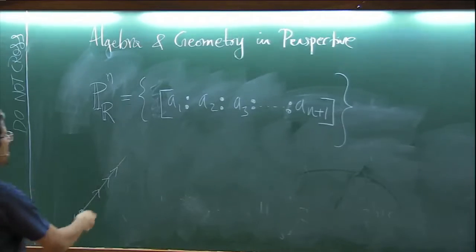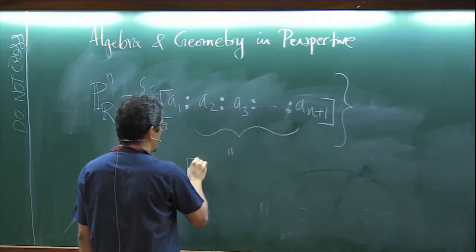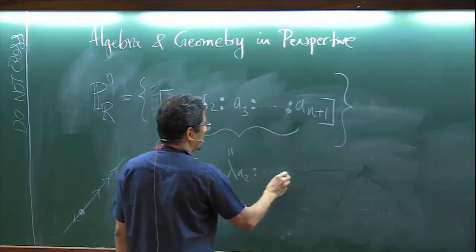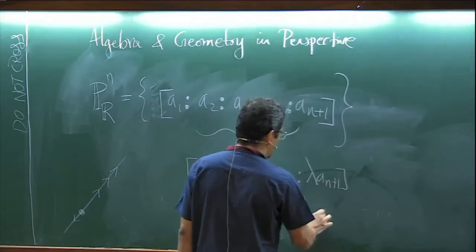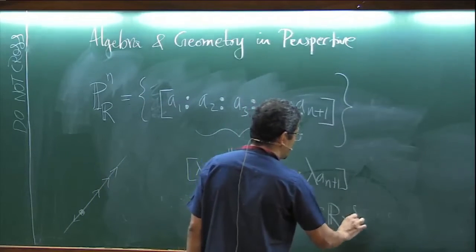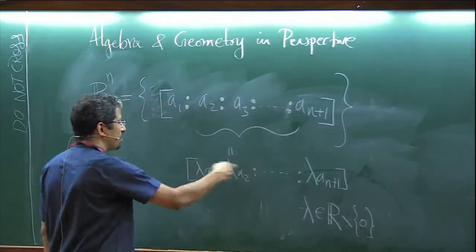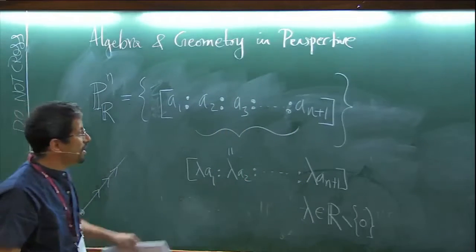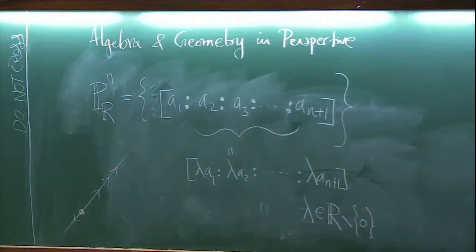So this symbol here is also equal to, by definition, lambda a1, lambda a2, lambda an plus 1 for any scalar lambda, where lambda is in real numbers, but not 0. 0 I'm not taking because I don't want to take the origin. Origin will not determine the line, but any non-zero vector will determine a line. So this is what I'm looking at. I'm looking at the collection of all simultaneous n plus 1 ratios. That's the same as taking a line.